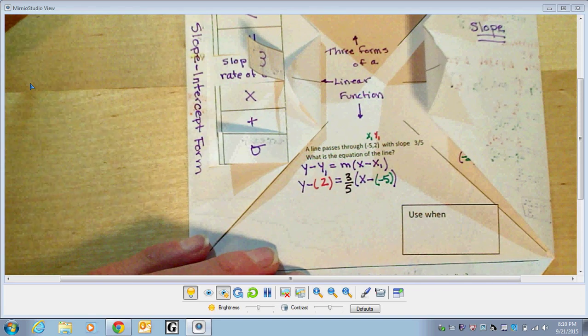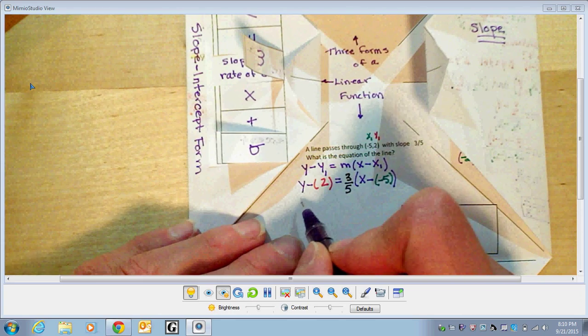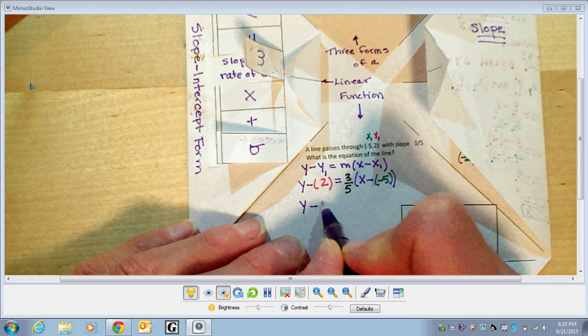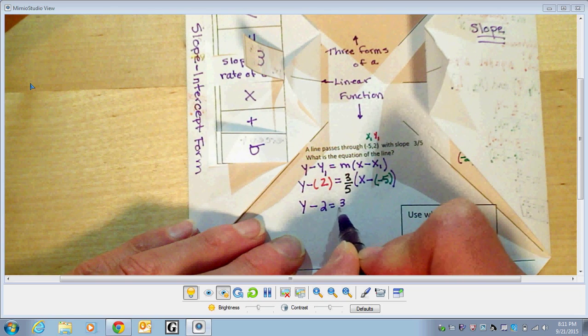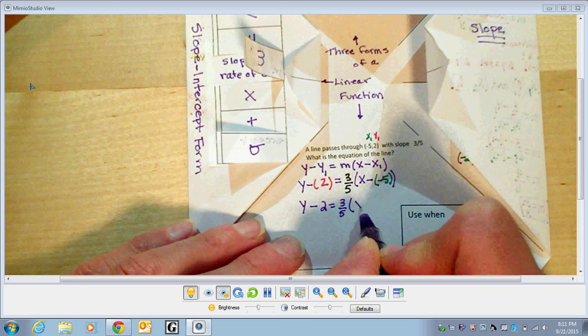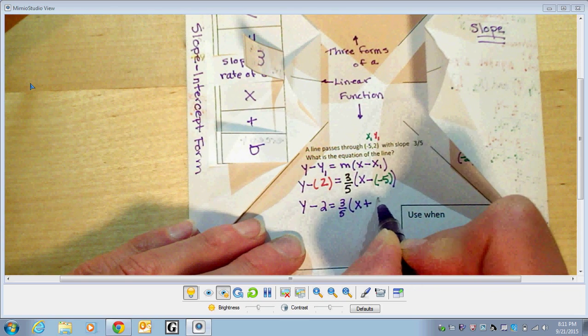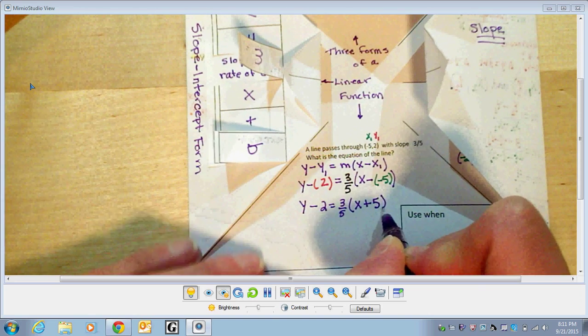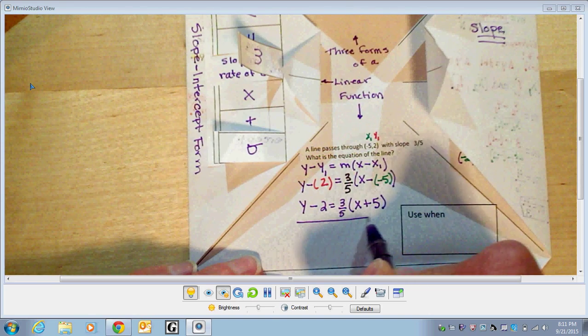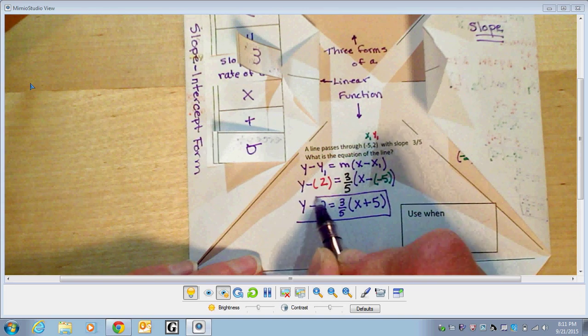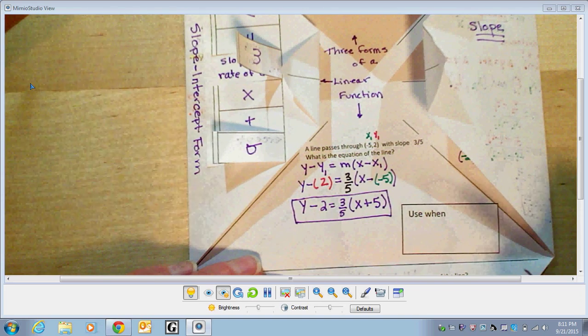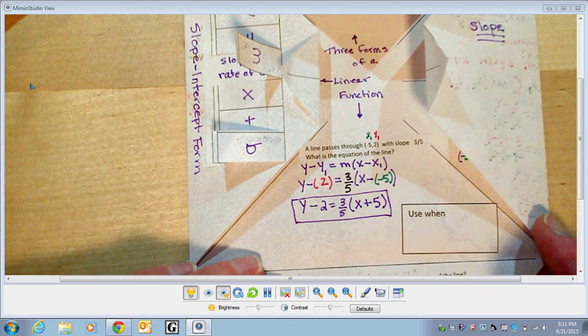So we're going to clean it up a little bit. There's not much more that we need to do. So this is going to be y minus 2 is equal to 3/5 times x plus 5. So if I'm asked to write the equation in point-slope form, I am done. I don't have to do any more algebra with that.